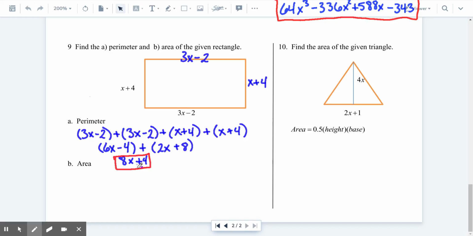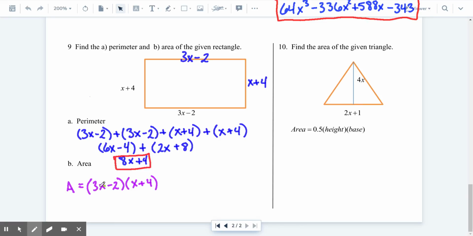So for area, similar to what we've done in the past, remember the formula for area is length times width. So just take your length and your width, and it really doesn't matter which one is which. We just need them both. So let's say your length is 3x minus 2 and your width is x plus 4. This expression would read as 3x minus 2 times x plus 4. And that is what we just practiced throughout these notes.